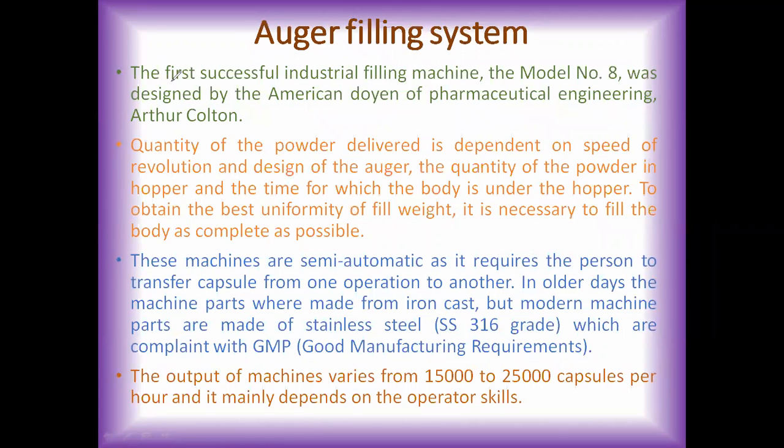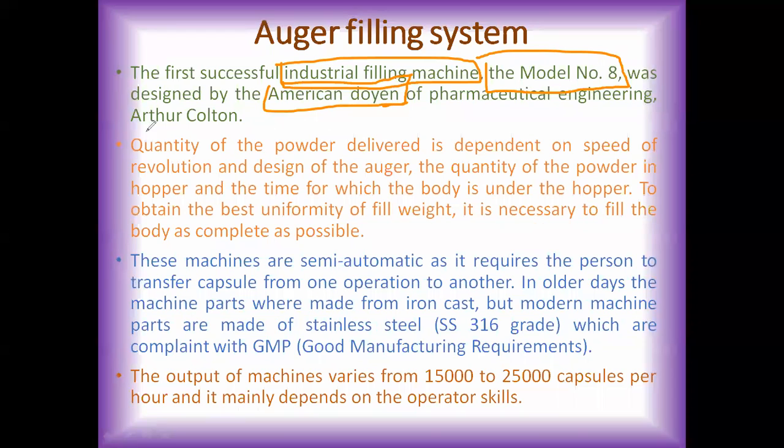Now the first successful industrial filling machine, that is the model number 8, which we just discussed with the help of schematic diagram of model number 8, was designed by an American doyen of pharmaceutical, who was a pharmaceutical engineer, and his name was Arthur Colton.